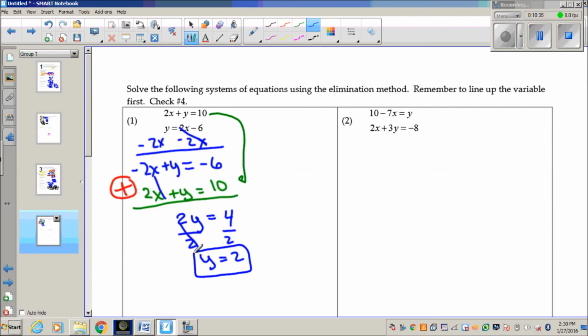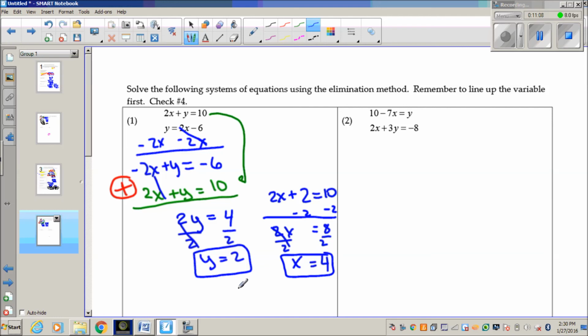Now that I know that y is equal to 2, I can substitute 2 in either equation to find the value of x. So I can use the first equation if I want, 2x plus y, I know y is equal to 2, equals 10. I'm going to subtract 2 from both sides. 2x equals 8. Divide by 2. X equals 4. So there's my solution, or as a coordinate, (4, 2). The x coordinate first, then the y.